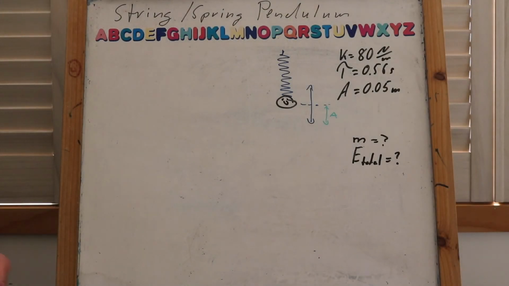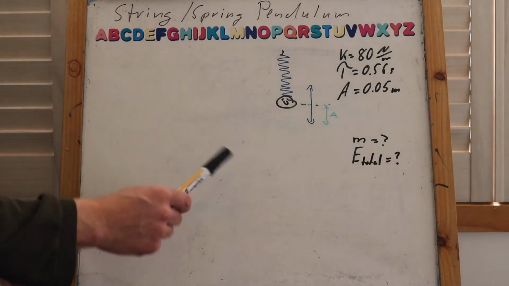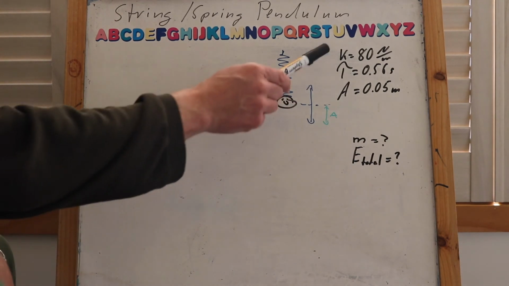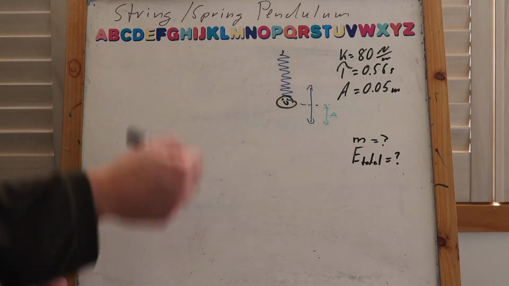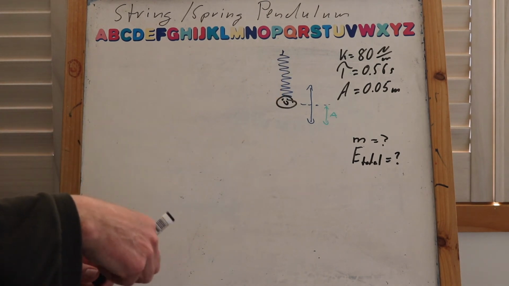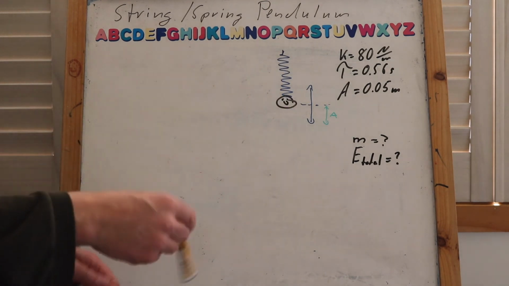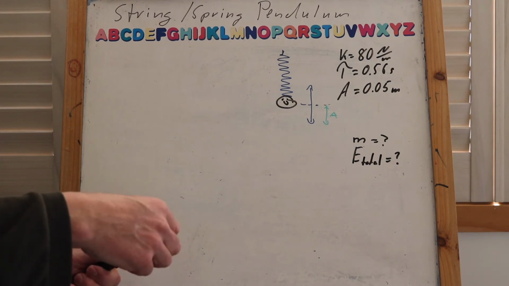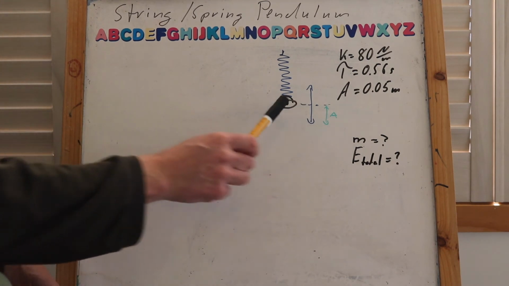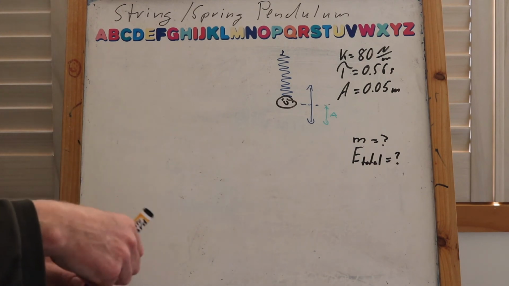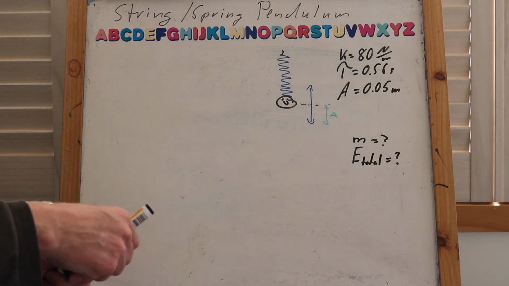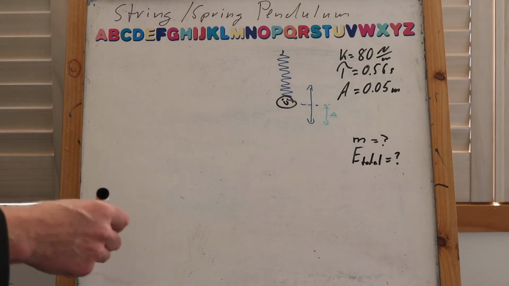Okay, so here we go. We've got an object suspended from a spring. We know the spring constant, 80 Newton per meter. We know the time period, 0.56 seconds. And we know the amplitude, 0.05 meters. We want to work out the mass of the object, and we want to work out the total energy stored within the system.